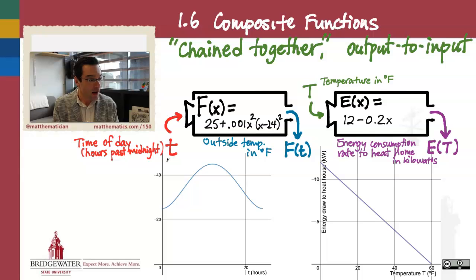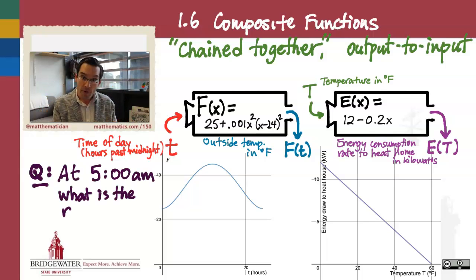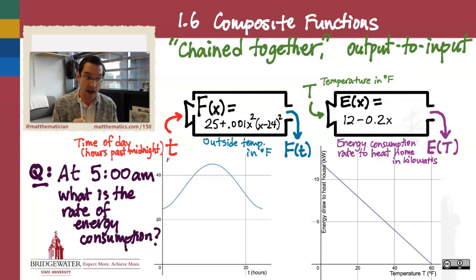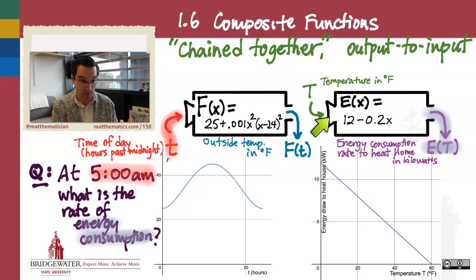Right? So I have each of these two functions, and I can understand them each separately. I can ask them each separate questions and get separate answers. But there are cases like this question where we might have to use both of them in combination. If I were to ask you, at 5 a.m., what is the rate of energy consumption going to be to heat my home? That's asking me a question involving the input of my first function, my function that turns a time into a temperature. But it's asking me about the output of the other function. This is the function which takes a temperature and tells me an energy consumption rate, right?